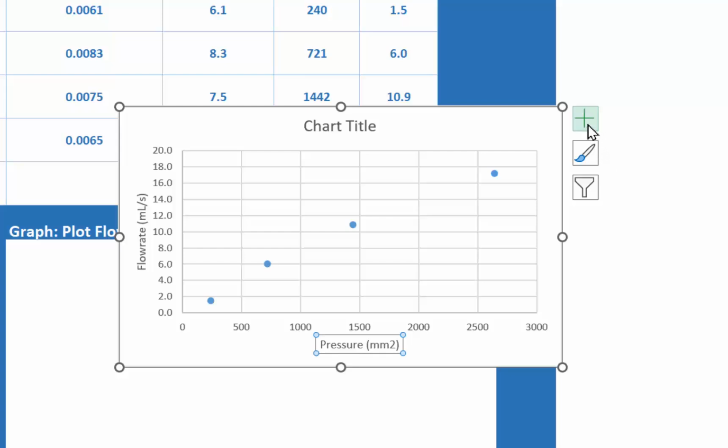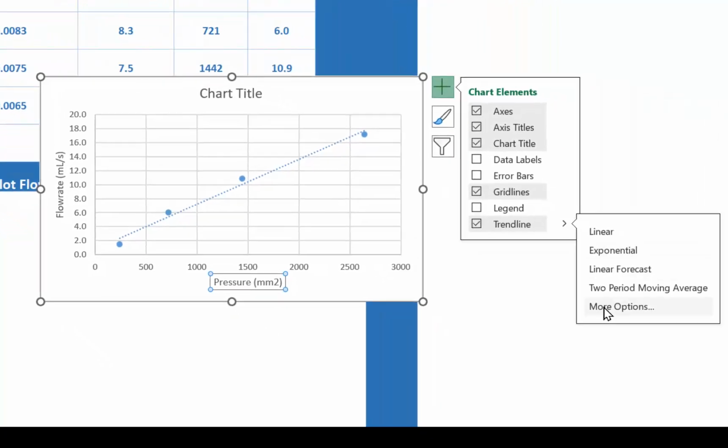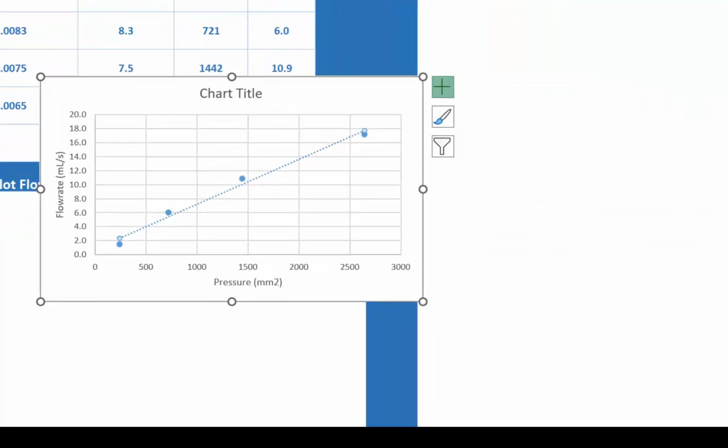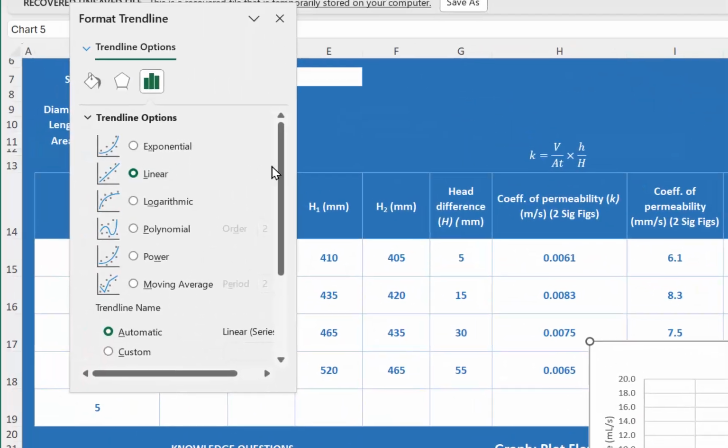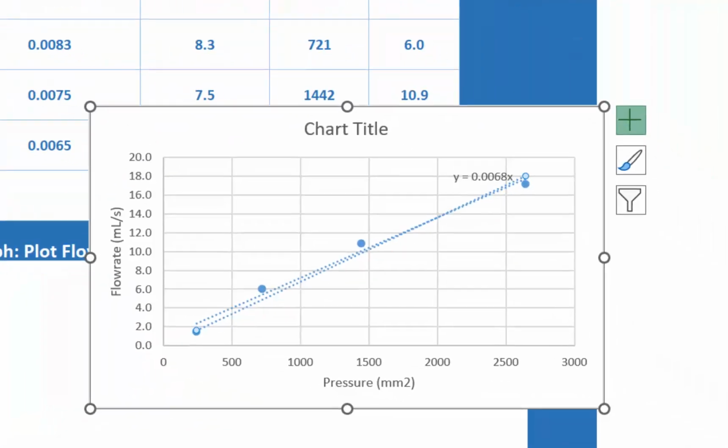Now to add a trend line. In this instance, we're going to specify that the trend line goes through the origin. In other words, we set the y-intercept to 0 because 0 flow rate comes from 0 pressure. So understanding the physical relationship between the 2 variables, we know that this line must go through the point 0, 0.